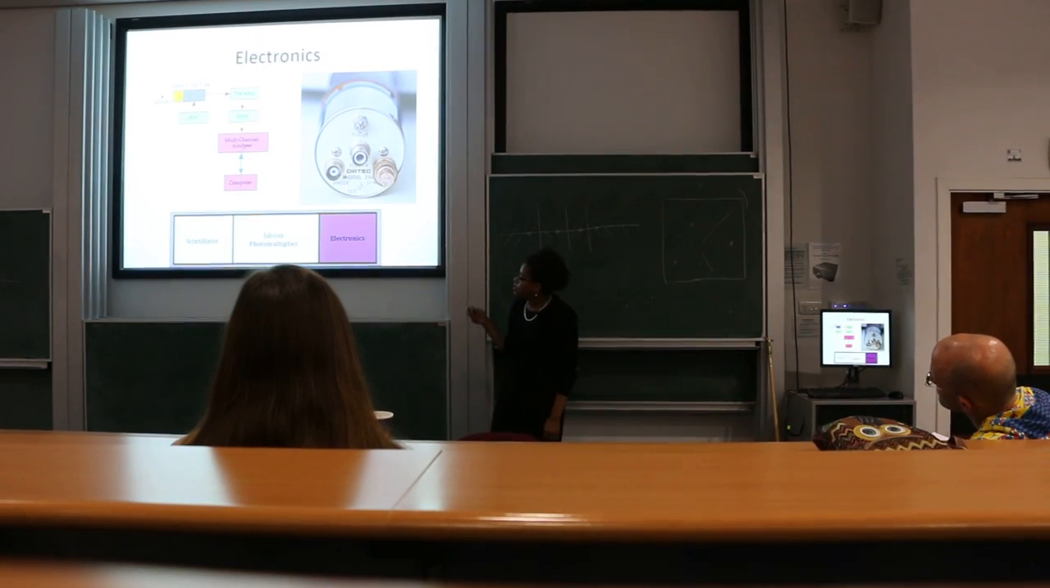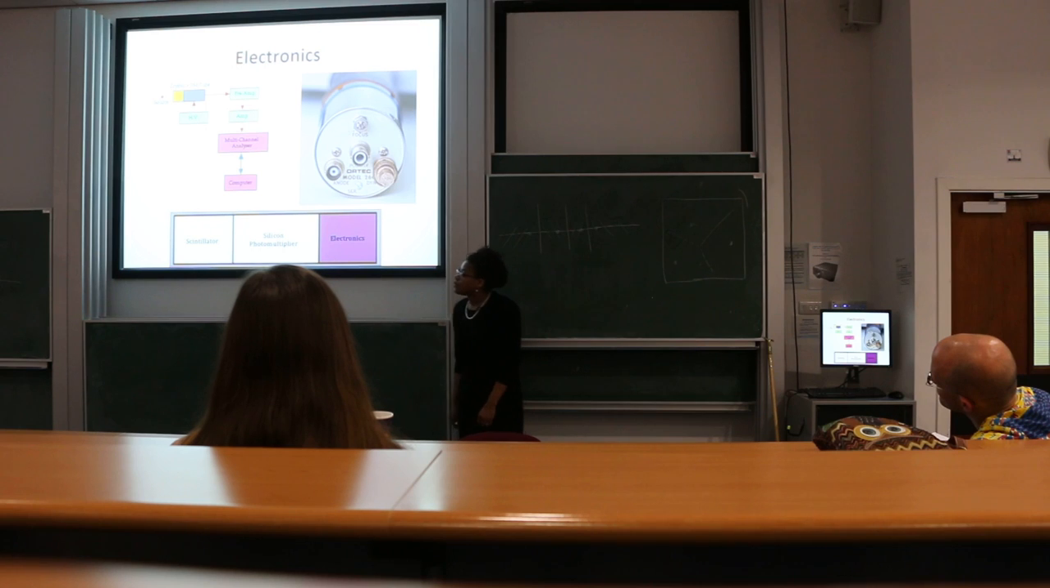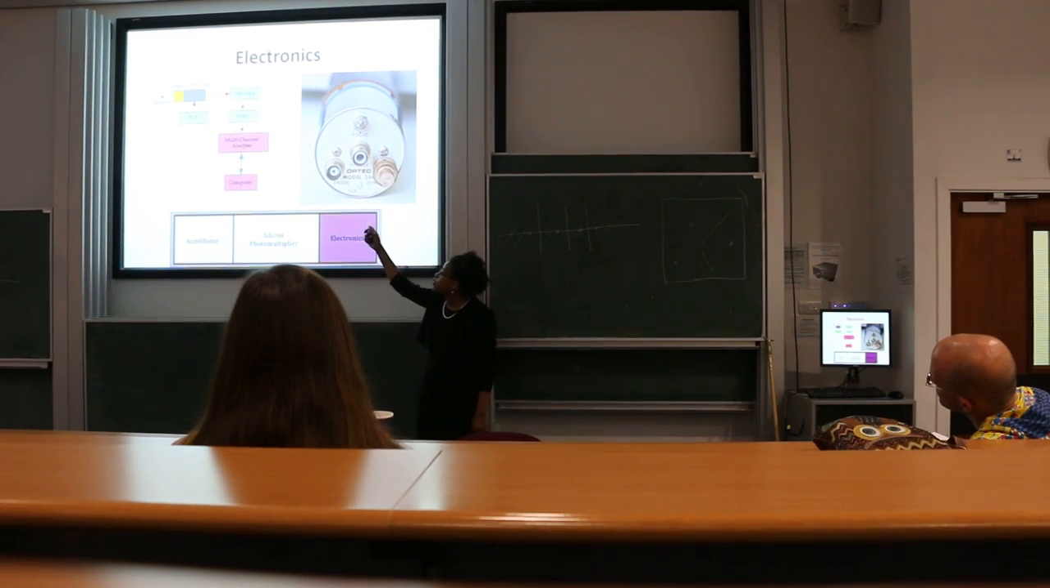The next part in the device would be the electronics. So we have the scintillating material, and where current devices use photomultiplier tubes, we're going to replace that with silicon photomultipliers. And the electronics amplify the signal and make it readable to a user.